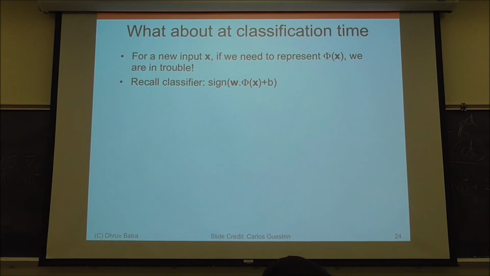I said some nice magic. In the dual, everything was appearing as xi transpose xj, so you can always compute k, some function. I tell you Gaussian kernel, great, you can solve, you can train an SVM. How do you make a prediction with that?